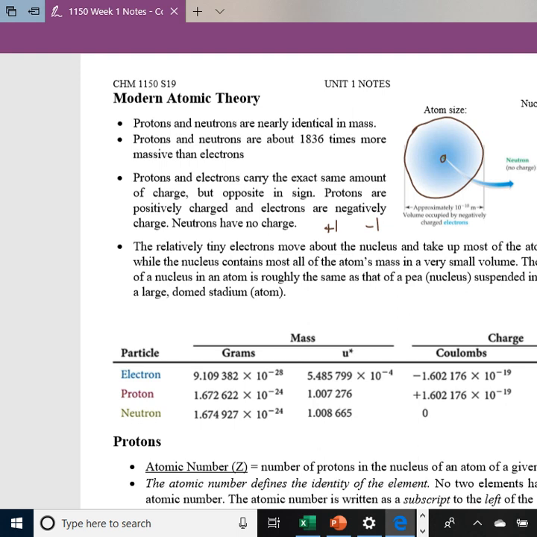The relatively tiny electrons move about the nucleus and take up most of the atom's volume, while the nucleus contains almost all of the atom's mass in a very small volume. The relative size of a nucleus in an atom is roughly the same as that of a pea suspended in the center of a large domed stadium. If you can imagine that, that gives you an idea of the size differences between the nucleus and the atom as a whole.